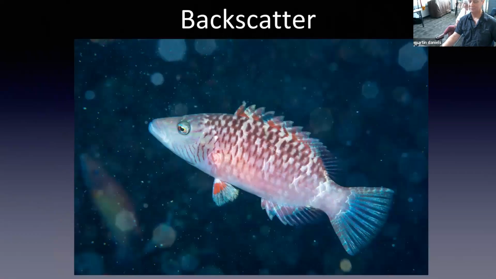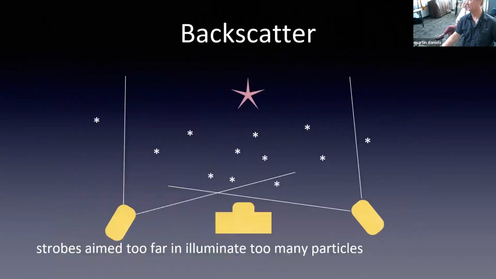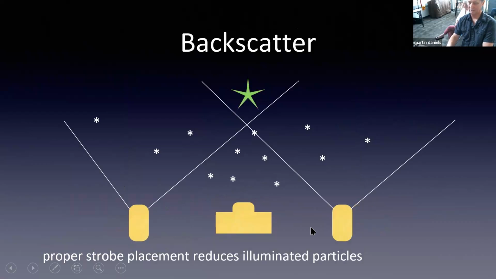So here we have an example of the dreaded backscatter. This is your typical person out there aiming their strobes right at their subject, which is that starfish, and all these little asterisks are particles in the water. So you get a lot of particles between the lens and the subject that can have backscatter bouncing back into the camera. So by aiming the strobes properly, because remember, light doesn't come out straight from the strobe, it comes out in a cone, now we're not illuminating all these extra particles here.